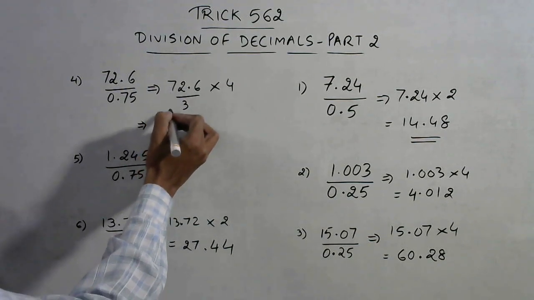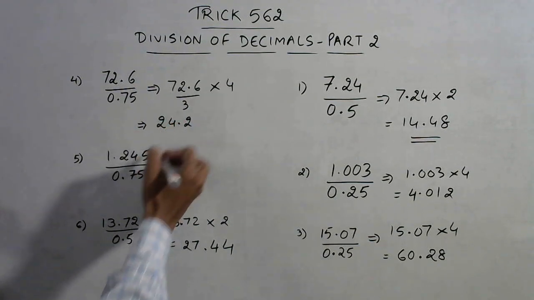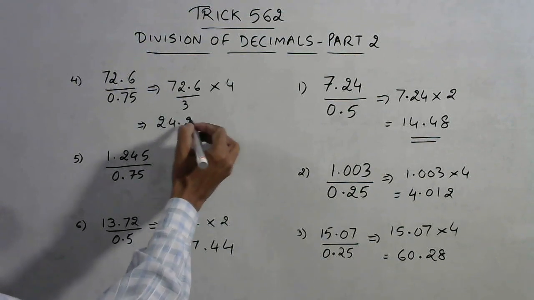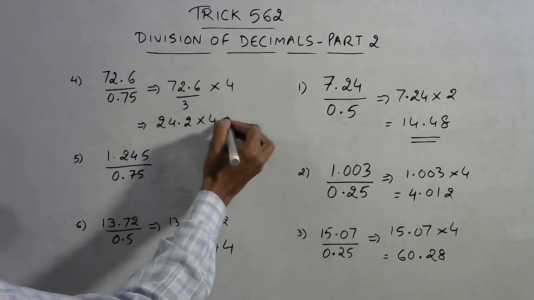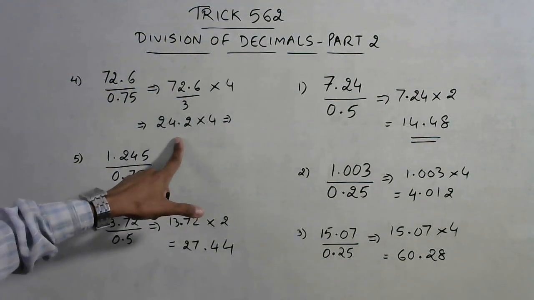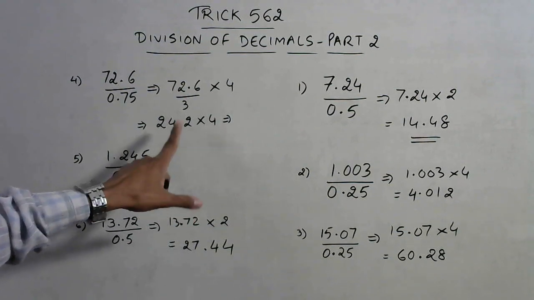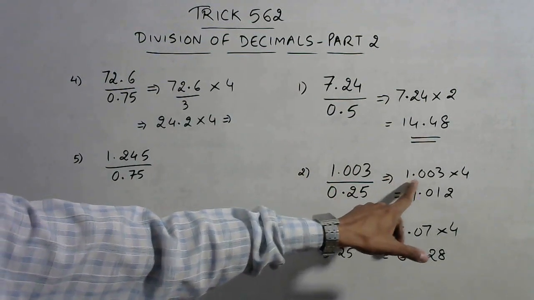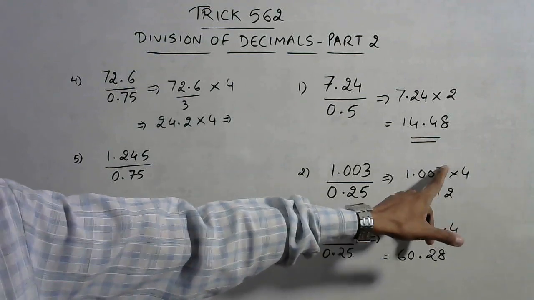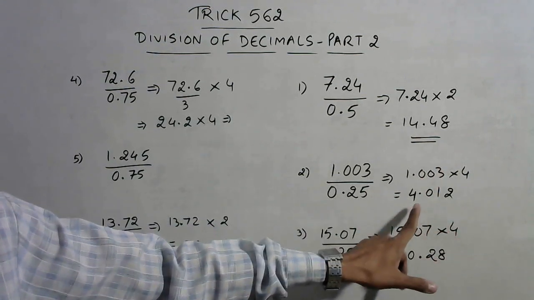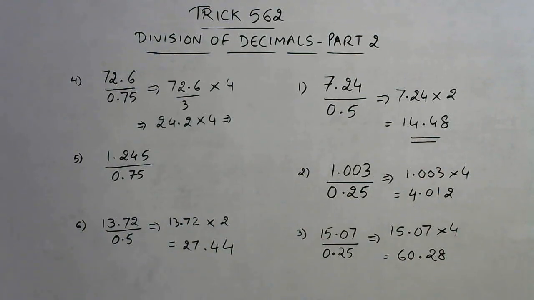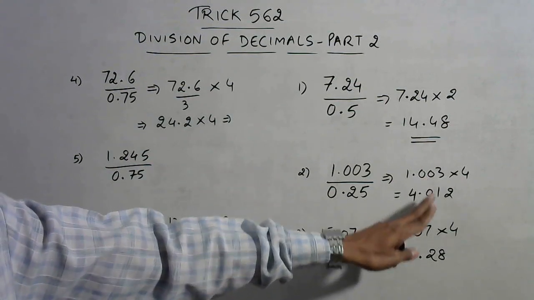3 to the 6, 4 and 2. So 24.2, and then multiply it by 4. And how do you multiply numbers by 4? You have to double the number twice. Like here 1003, 2006, 4012. So 4012. That is, I have doubled this number twice.